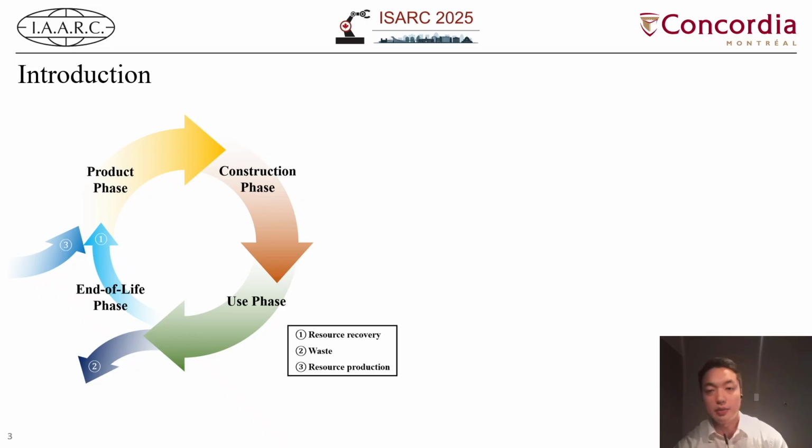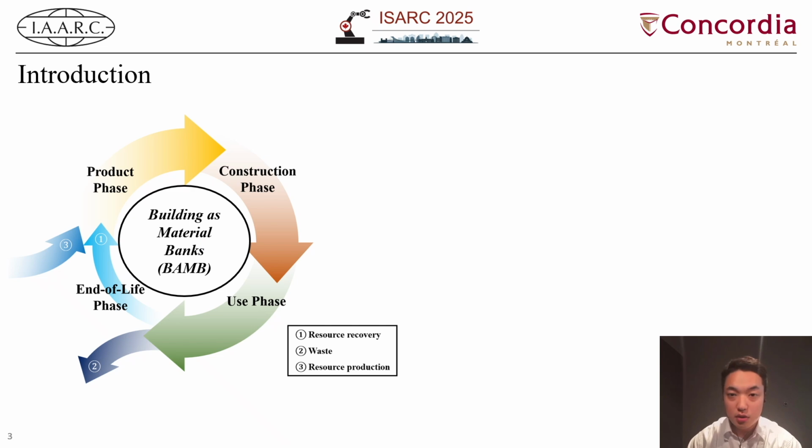To mitigate these environmental impacts and move towards a more circular economy, strategies such as reusing, repurposing, or recycling materials from existing buildings and minimizing resource inputs, waste, and emissions in new construction are essential. This approach is often called building as material banks, where we salvage and reuse the materials from buildings at end of life through deconstruction rather than demolition.